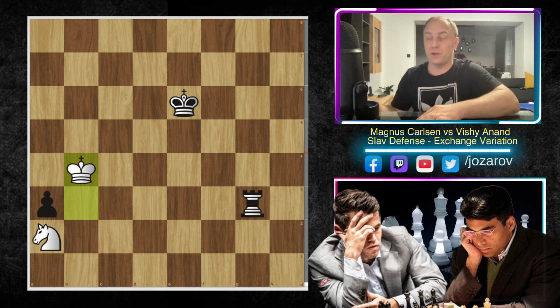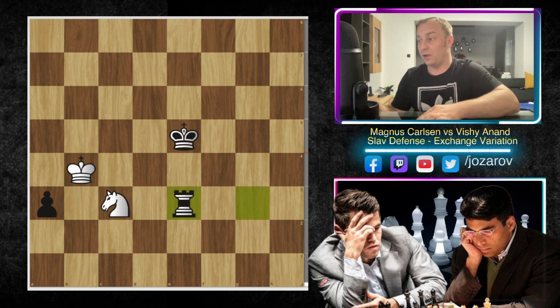Here in the continuation we have king to b4. Now the king can be included into the game. We have rook to e3. The problem now for Magnus Carlsen is that he can never take out this pawn, because he loses the knight, and even if he tries something like knight to b1, then of course a2 will happen, and then it's game over. Brilliant endgame technique here by Vishy Anand.